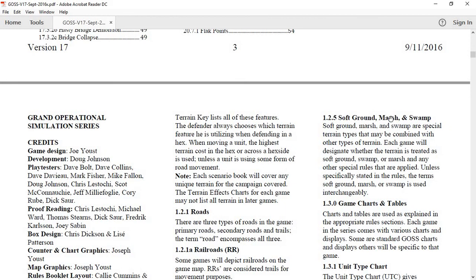Soft ground, marsh, and swamp. Soft ground, marsh, and swamp are special terrain types that may be combined with other types of terrain. Each game will designate whether the terrain is treated as soft ground, swamp, or marsh, and any other special rules that are applied. Unless specifically stated in the rules, the terms soft ground, marsh, and swamp are used interchangeably.